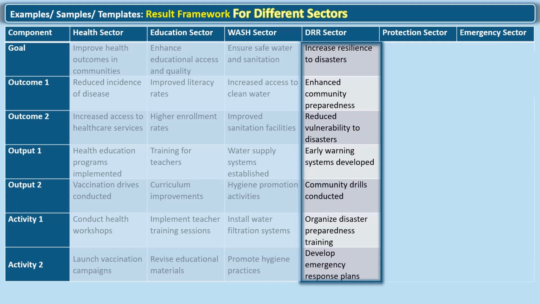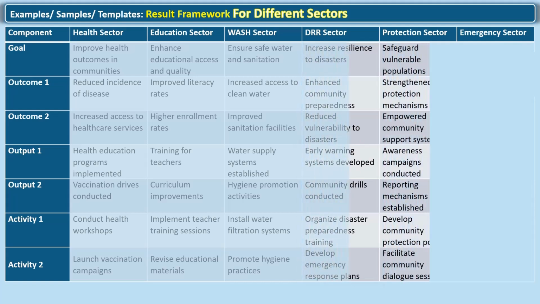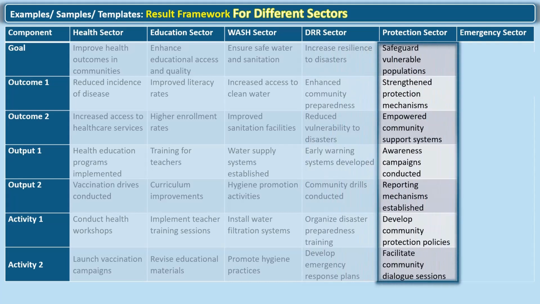Here is an example of protection sector. Safeguard vulnerable populations through outcomes like strengthened protection mechanism, empowered community support systems. These are the different outputs and the key activities to contribute to that goal.